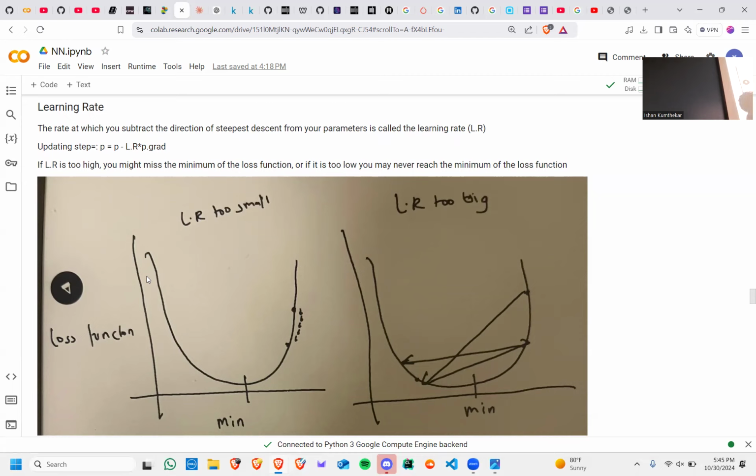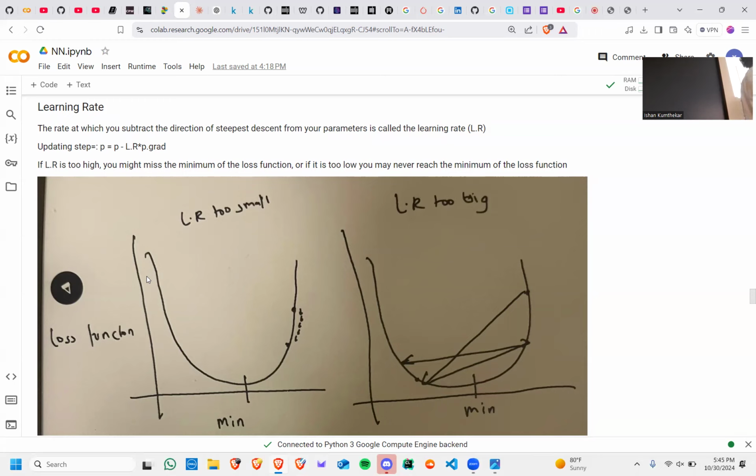After a million steps, if you're moving very, very slowly and you keep going down, and then at the last step of your training program you reach here, that's not a good loss with respect to your parameter. So what you want is for this rate of descending, or the rate by which you multiply your direction to move down this loss function, to be good.